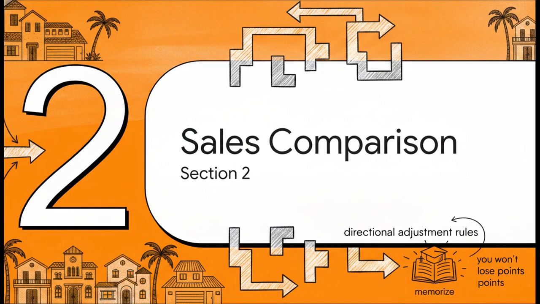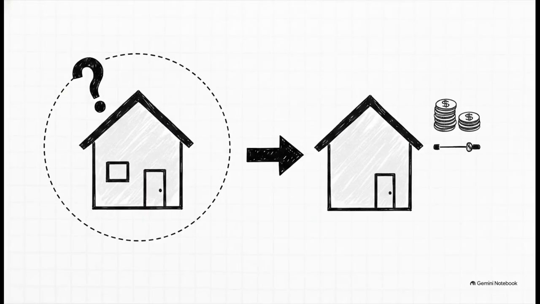Section 2, Sales Comparison and Adjustments. Moving right along, let's tackle the exact adjustment rules you need to memorize. If you only write down one thing today, make sure it's this golden rule right here. Always adjust the comparable, never the subject. Seriously, don't touch the subject property. Why? Because the subject property's value is your unknown target. It's the mystery we're trying to solve. You literally cannot mathematically adjust an unknown number. So you must always apply your dollar adjustments strictly to the sales price of the comparable properties.